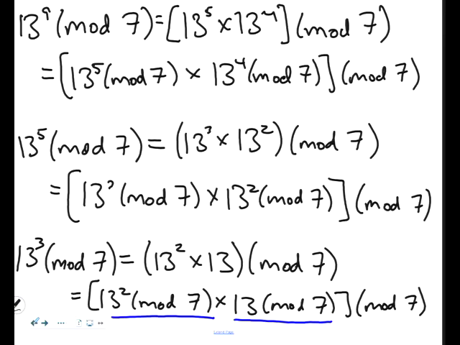So now we can come back and looking at our formula here for the 13 cubed mod 7, we get that that's 13 squared mod 7. Well, we saw that that's equal to 1 times 13 mod 7, well, that's equal to 6.